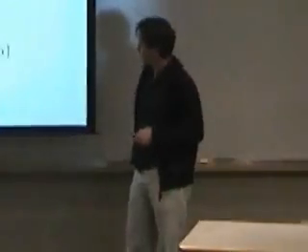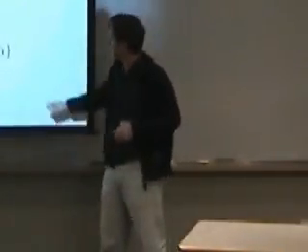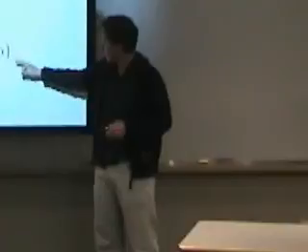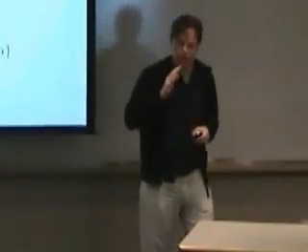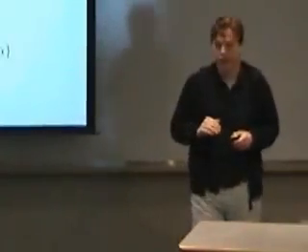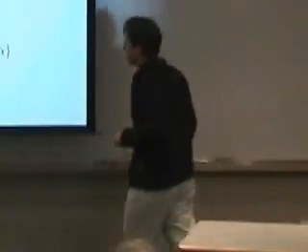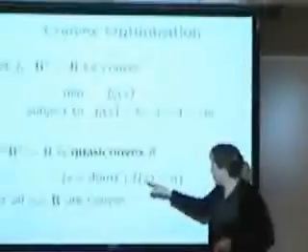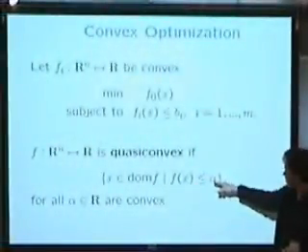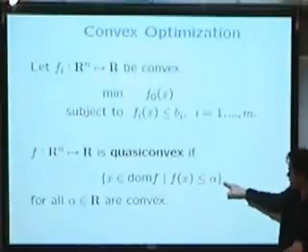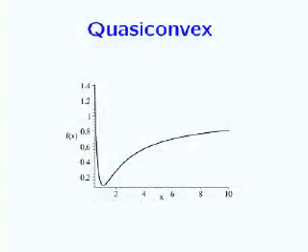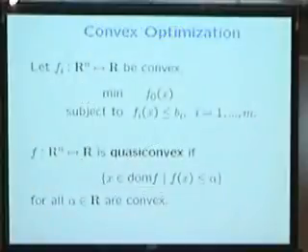A quasi-convex function is a function whose sub-level sets are convex sets. So what's a sub-level set? You take a scalar, which is a threshold for your function, and then you look at all the x in the domain of this function which are below the threshold. If this is a convex set, then your function is quasi-convex.